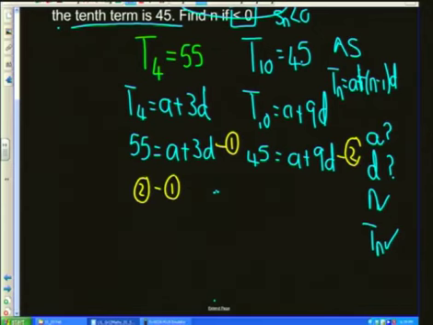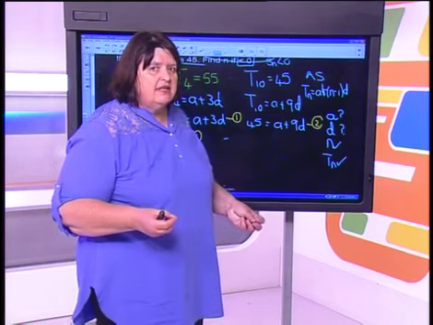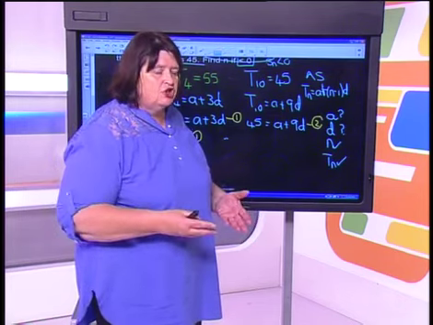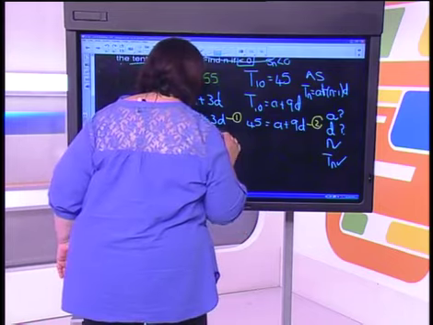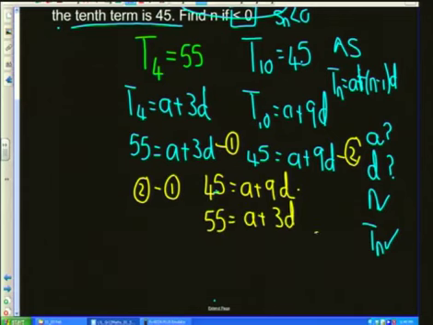Now, you can, of course, make A the subject of the formula and substitute, but I find with arithmetic sequences the best thing to do is elimination. So I would say 45 equals A plus 9D, and straight underneath it I would go 55 equals A plus 3D. Now I'm going to subtract those expressions. 45 minus 55 will be negative 10. A minus A falls away, and 9D minus 3D is going to be 6D.